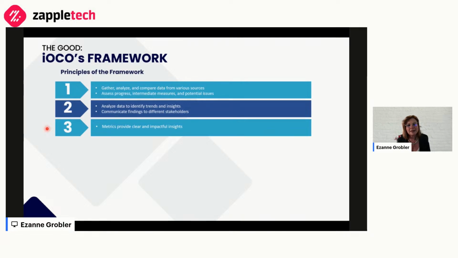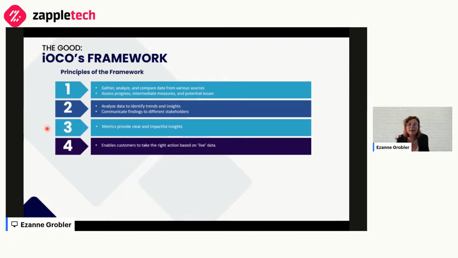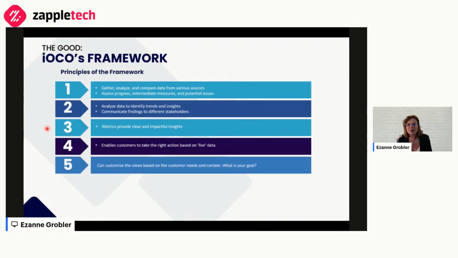That is absolutely important, that you don't just gather metrics because the textbooks are saying, oh, these are good metrics that you can actually use. Understand why you want that and that it is impactful and gives insight. Enable the customers to take the right action based on the metrics. They need to understand your metrics and use your metrics as a live source of enablement to give them the ability to make decisions.